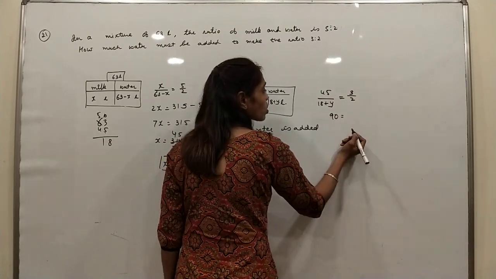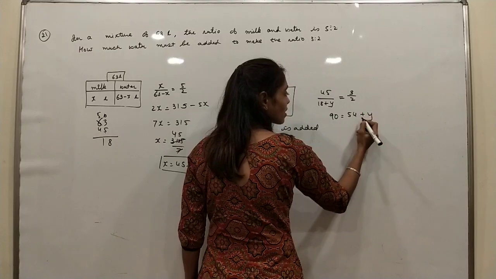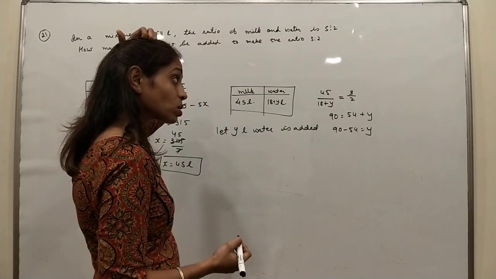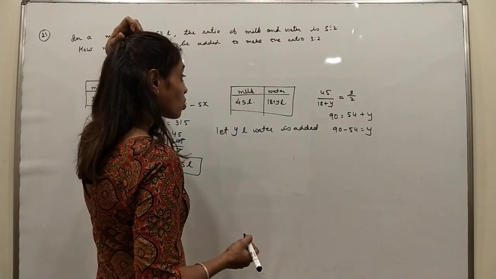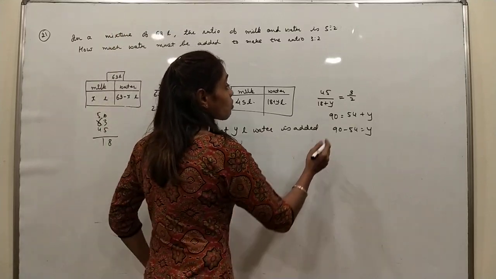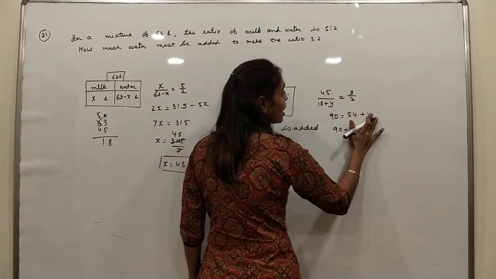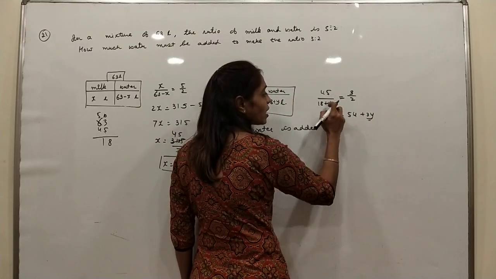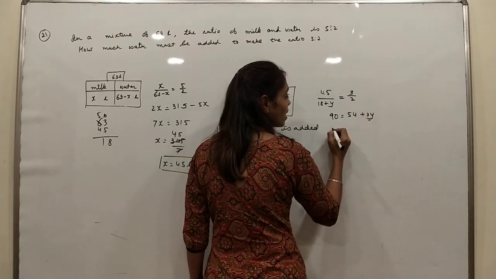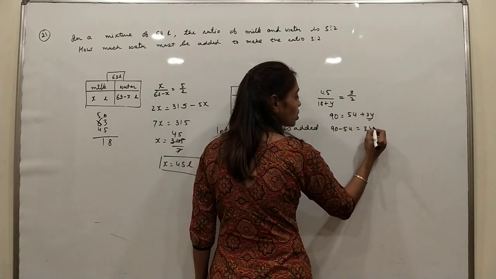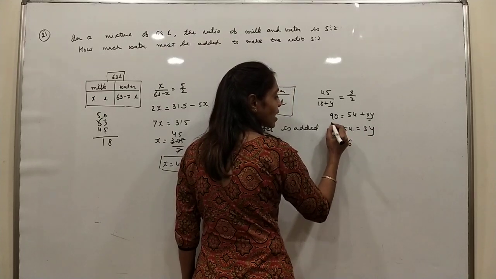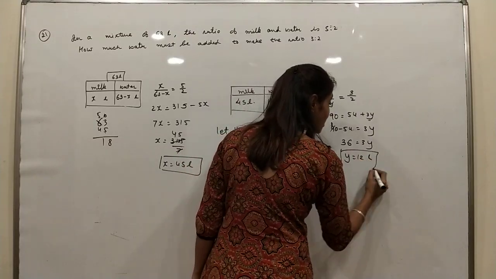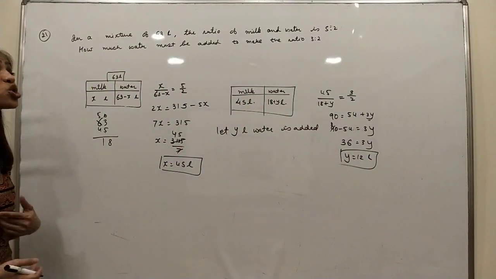45 2s are 90, 18 3s are 54 plus 3y. So 90 minus 54 equal to 3y. 36 is equal to 3y. So y is equal to 12 liter extra water is added to change the ratio.